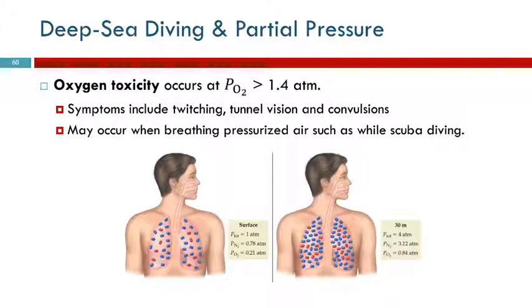Because if you go down 30 meters below the surface of the water, the pressure of your air tank has to be 4 atmospheres in order for you to be able to expand your lungs and breathe. At 4 atmospheres, the partial pressure of oxygen is 0.84 atmospheres. So this is higher than at the surface. And if you go to lower and lower depths, you're going to get a higher and higher partial pressure of oxygen. You get above 1.4 and you're going to have some problems.